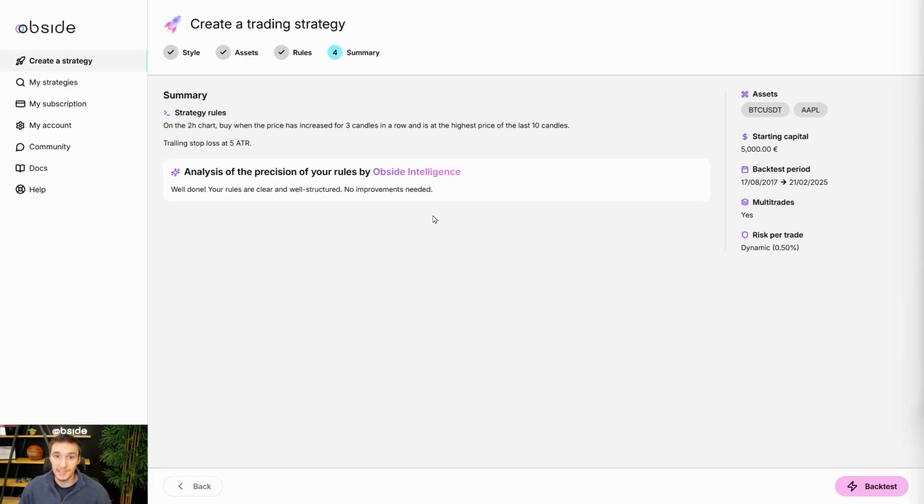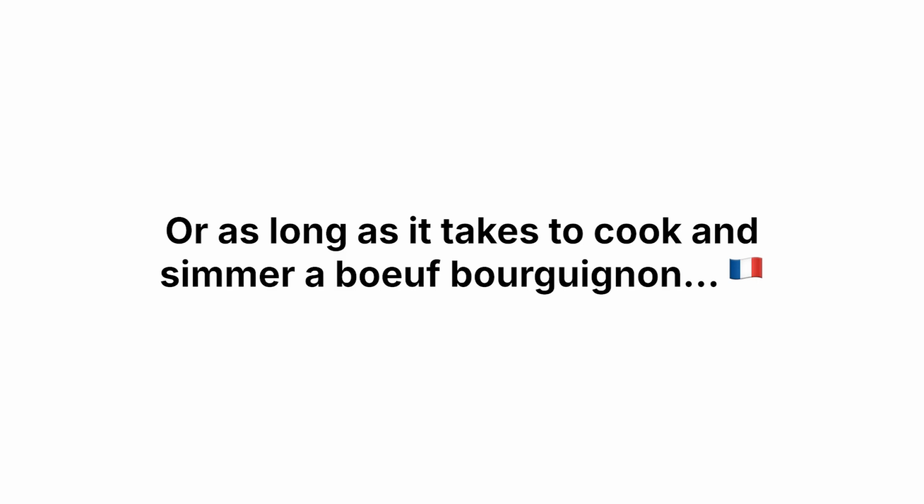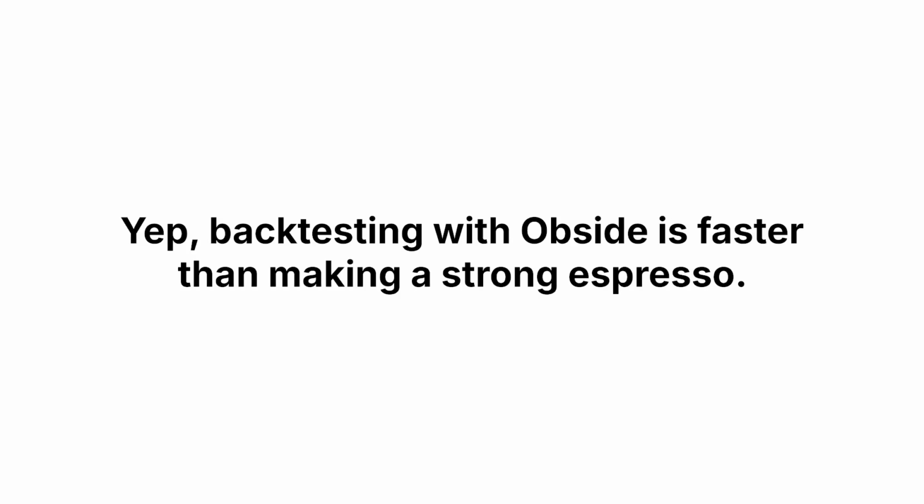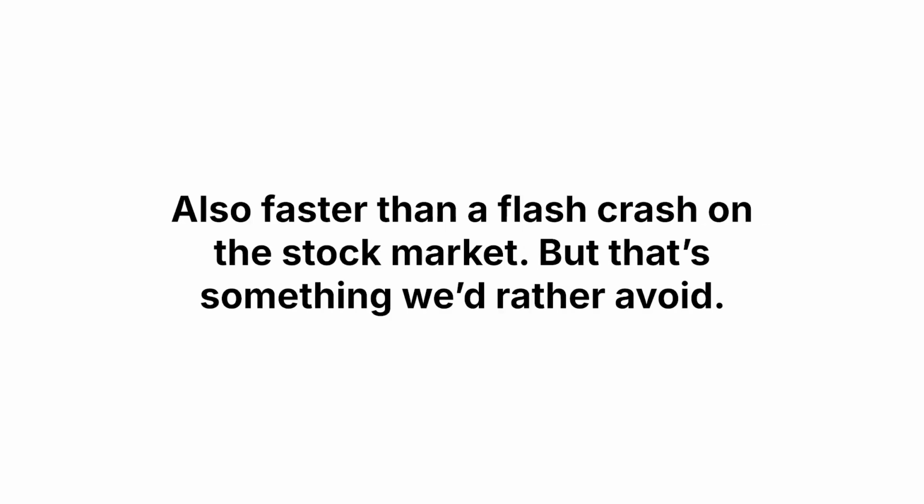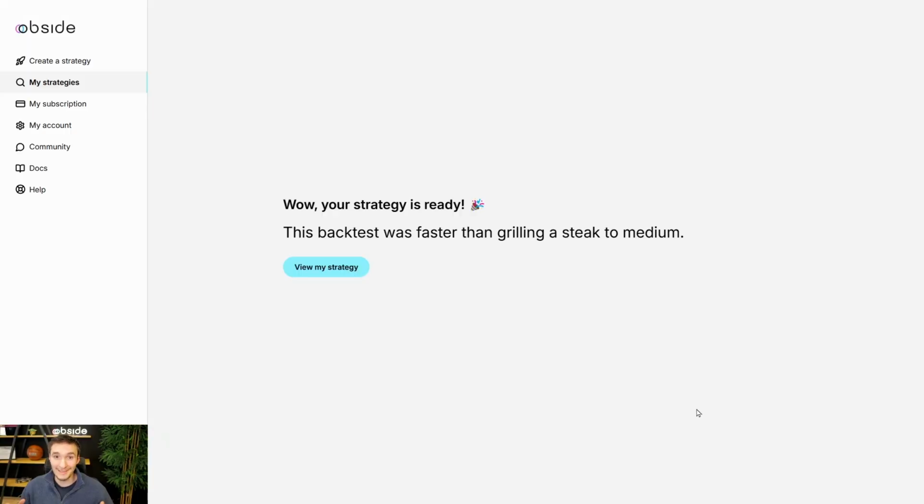Here, Obside Intelligence is telling me that my rules are clear enough and the strategy is ready for the backtest. If my rules weren't precise or clear, then the assistant Obside Intelligence would tell me what to improve. All right, now I just need to click backtest, and here we go. All right, it's already done.